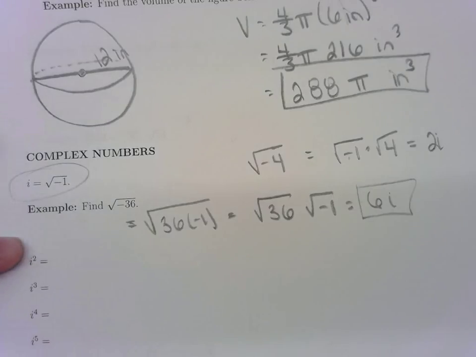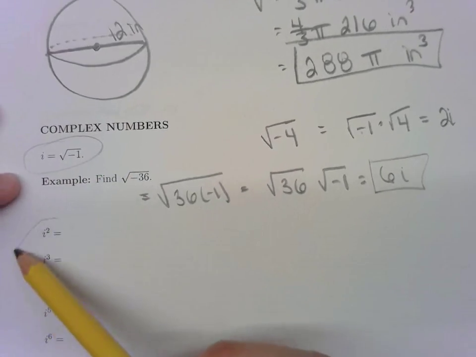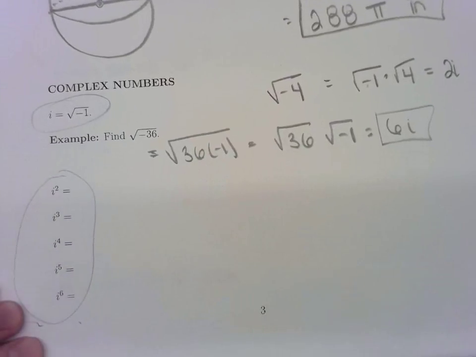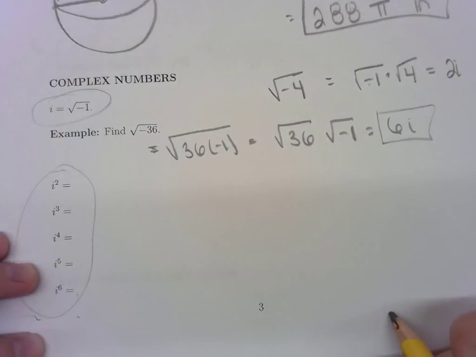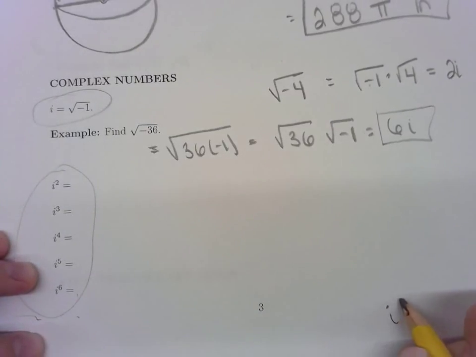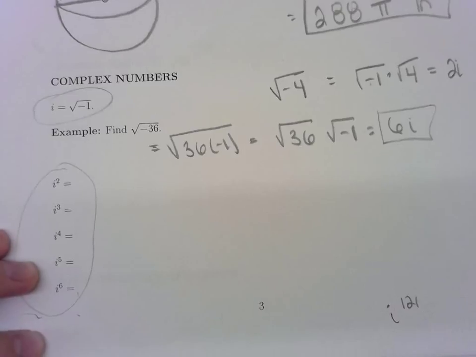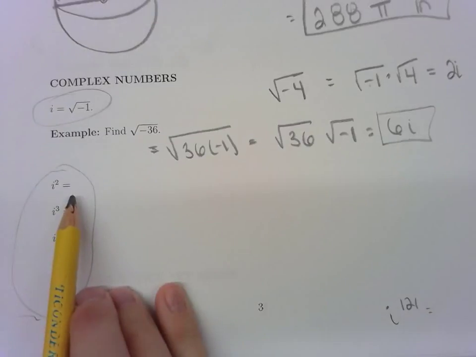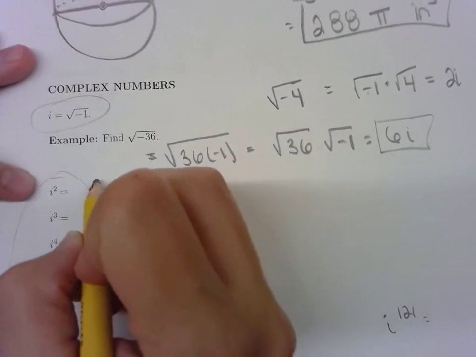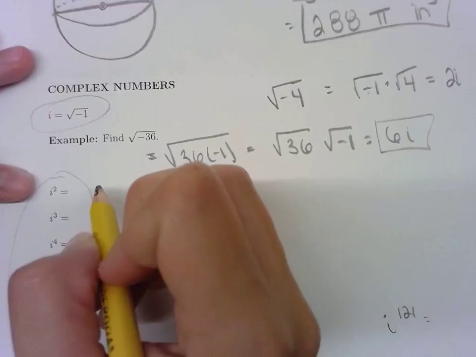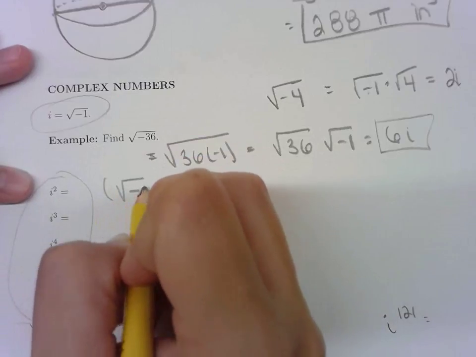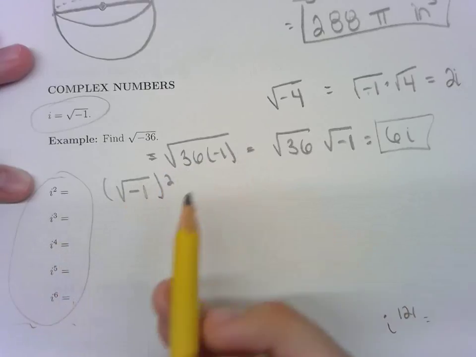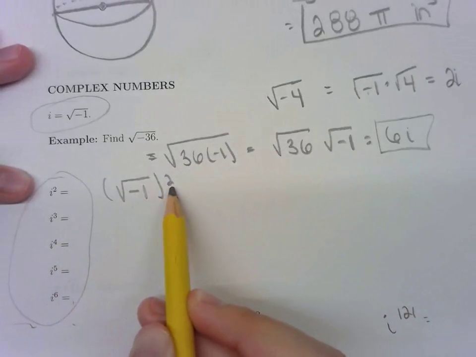For your SAT, I've seen these a couple times, so you'll need to know these base ones. And then I've seen on the SAT, like, evaluate i to the 121. You can easily figure that out if you know these, which we'll figure out in a second. So what would i squared be? We have to be really careful with this. i squared is the square root of -1 squared, because this is i, and then we're squaring it.